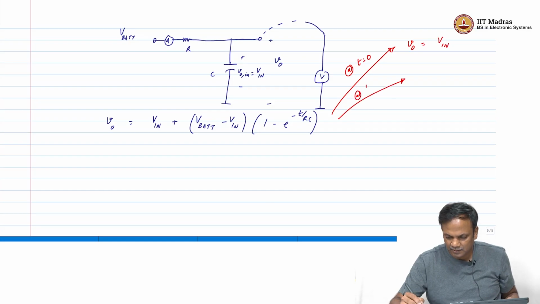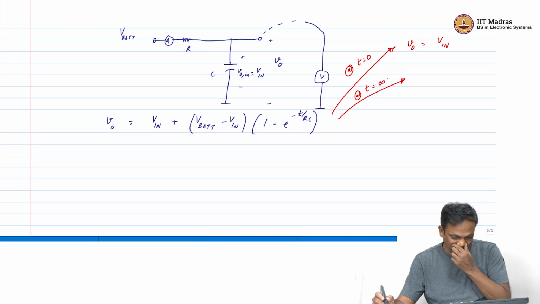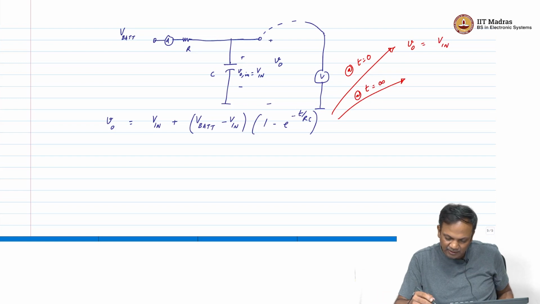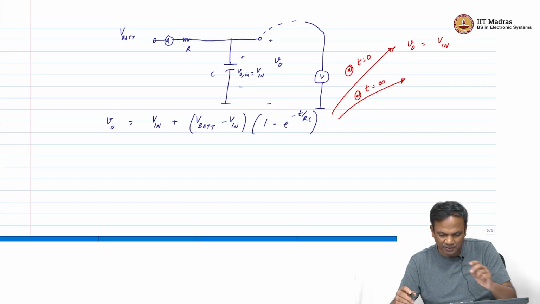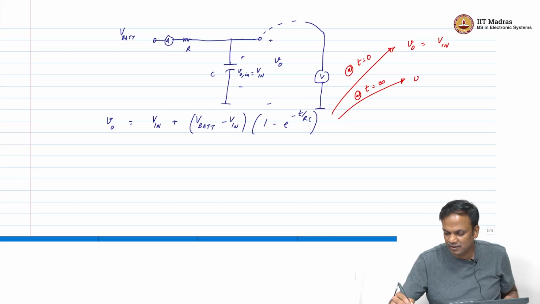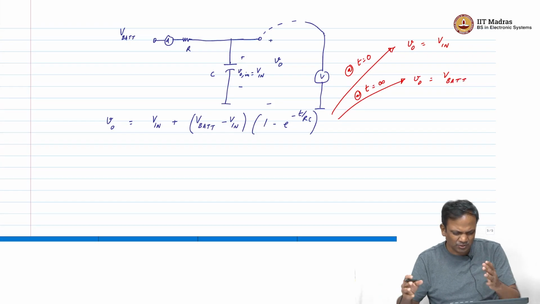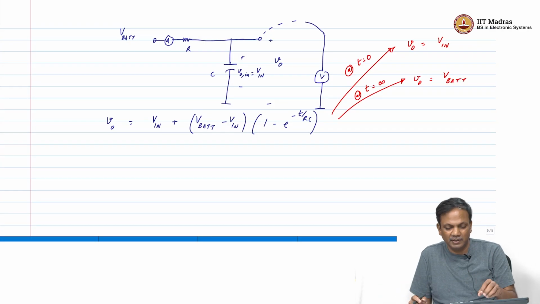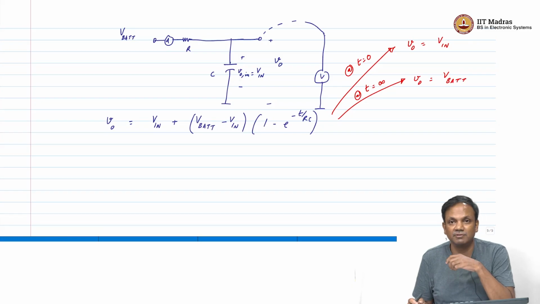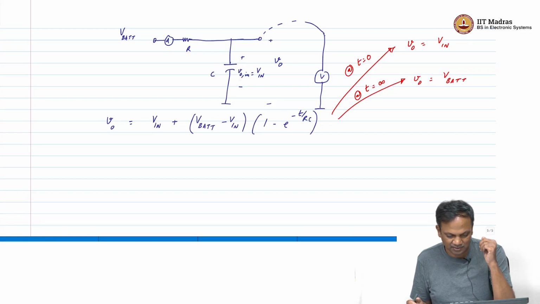At t equal to infinity, what happens? E to the minus t by RC goes to 0. So, this is V in plus V bat minus V in. So, V out is equal to V bat. So, it sounds about right that V out will be V in plus V bat minus V in into 1 minus e to the minus t by RC.